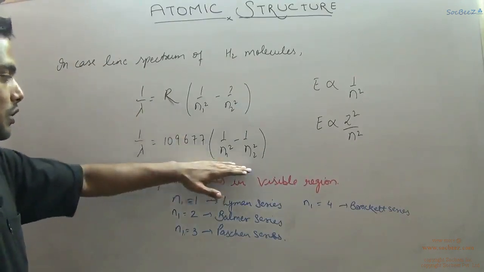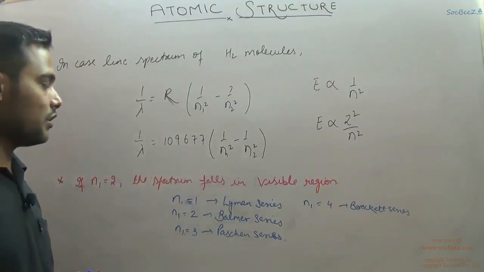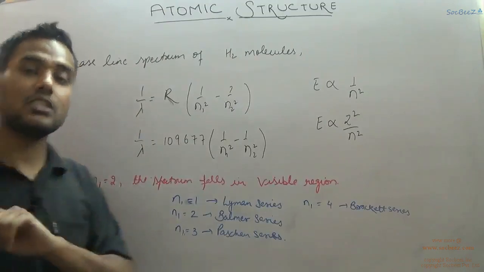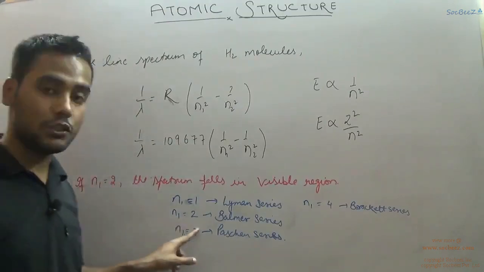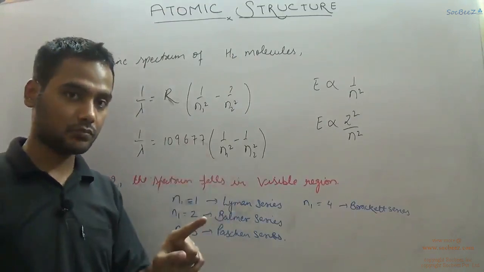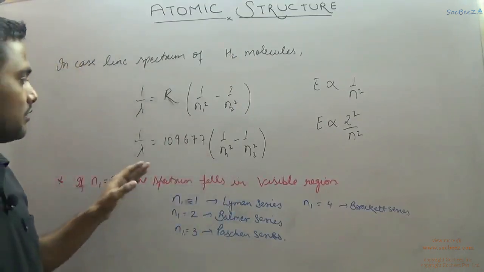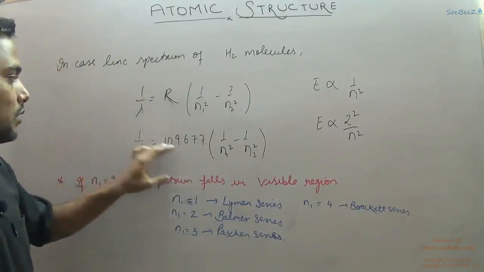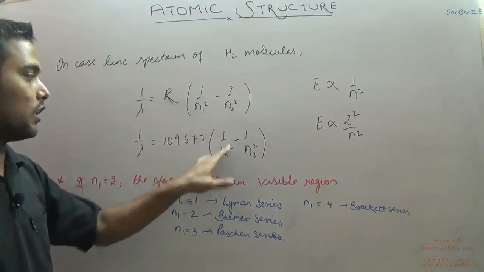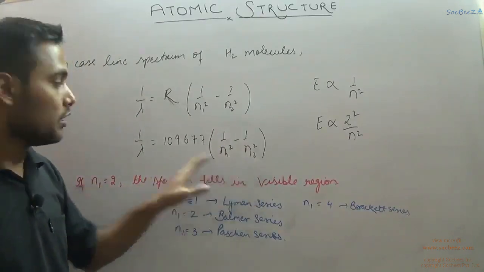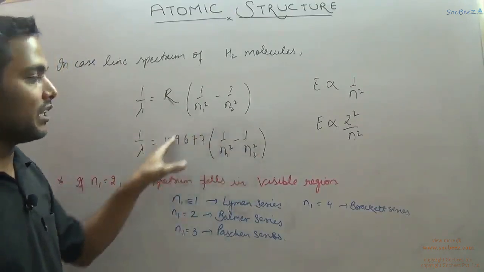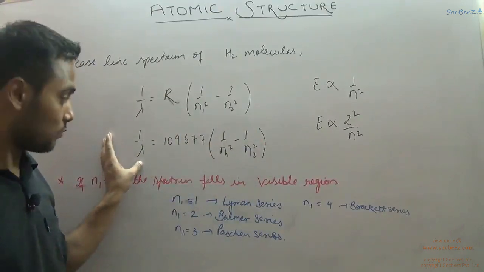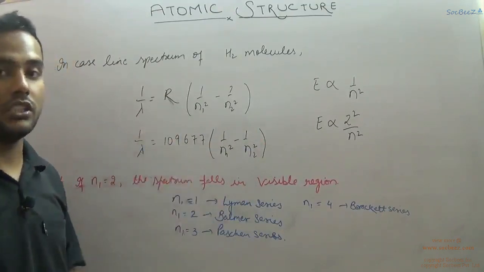For example, if you are asked for the first line of the Balmer series, that means n1 equals 2 and n2 equals 3. So the wavelength of the first line of the Balmer series you can easily calculate. If you put 1 upon lambda equals R into 1 upon 2 square minus 1 upon 3 square, after solving it and taking the reciprocal, you will get the value of lambda. And once you get the value of lambda, you get the value of energy very easily.